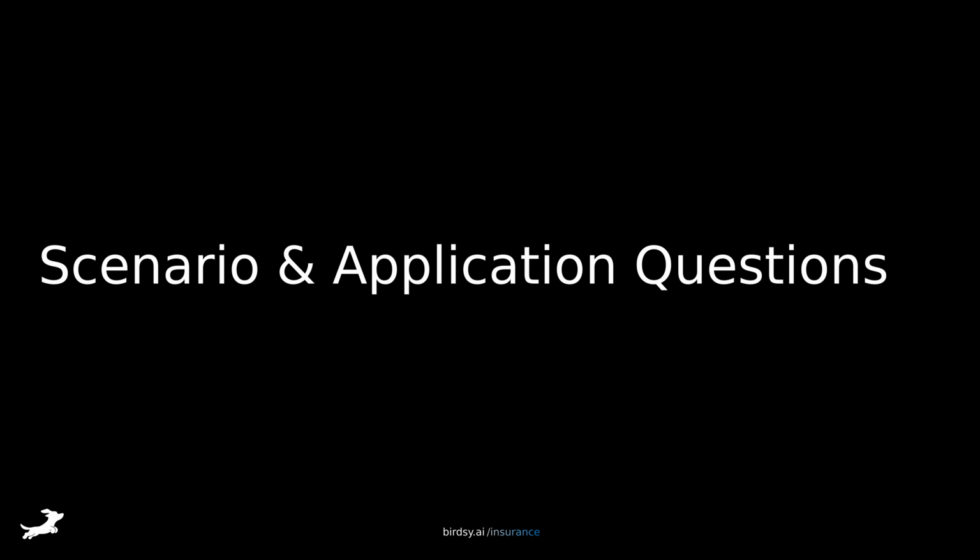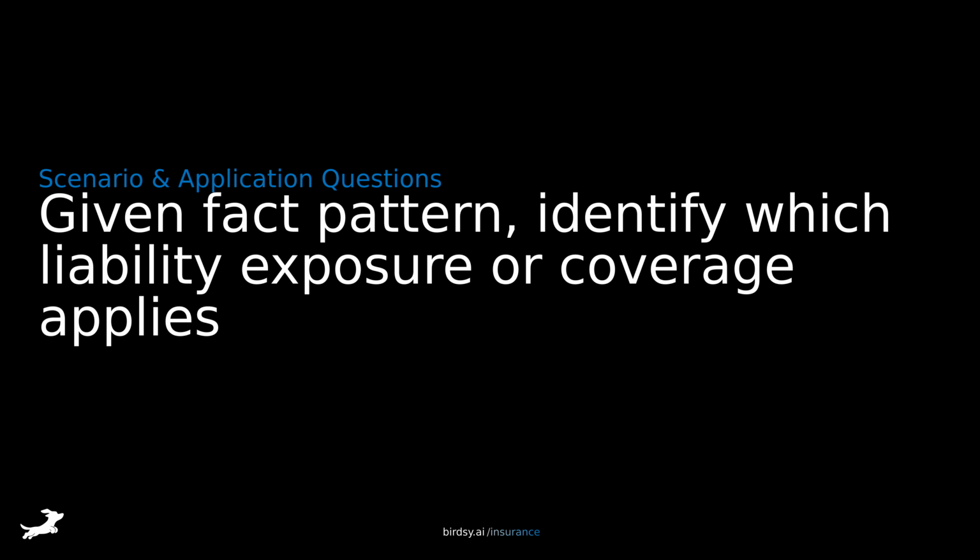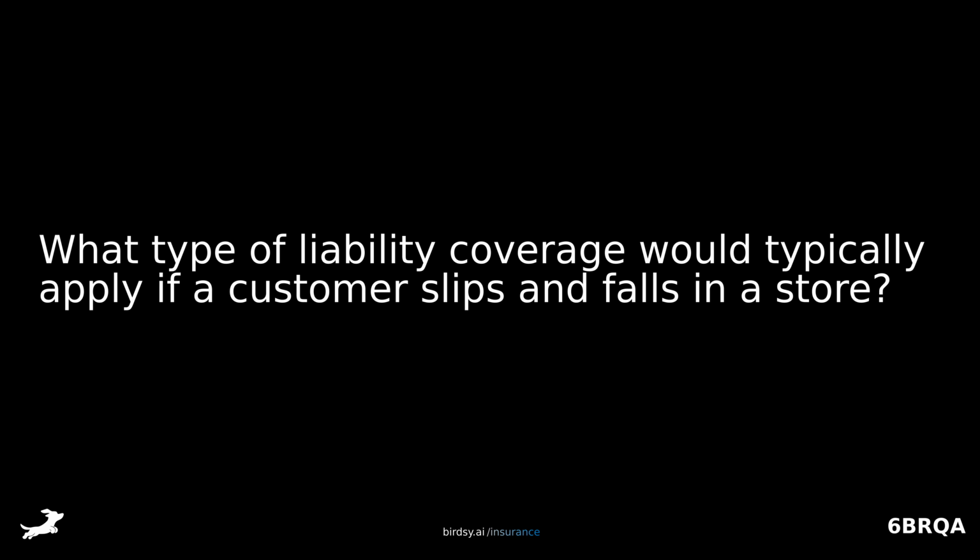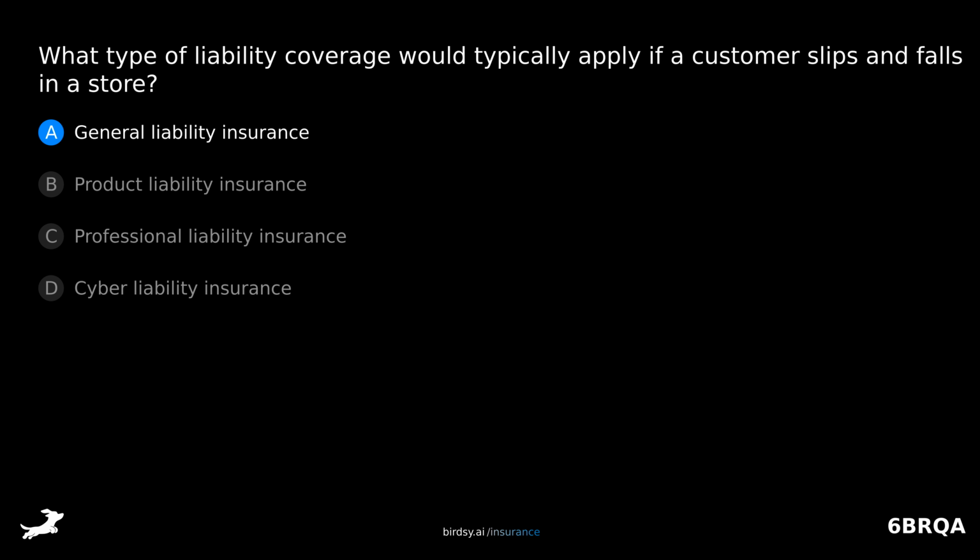Scenario and application questions. Given a fact pattern, identify which liability exposure or coverage applies. What type of liability coverage would typically apply if a customer slips and falls in a store? Is it A, general liability insurance, B, product liability insurance, C, professional liability insurance, or D, cyber liability insurance? The answer is A, general liability insurance.